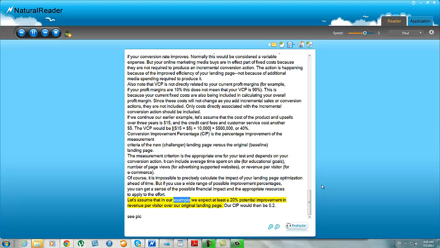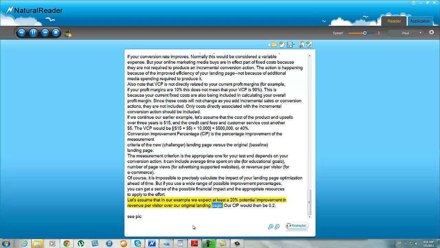Let's assume that in our example we expect at least a 20% potential improvement in revenue per visitor over our original landing page. Our CIP would then be 0.2.